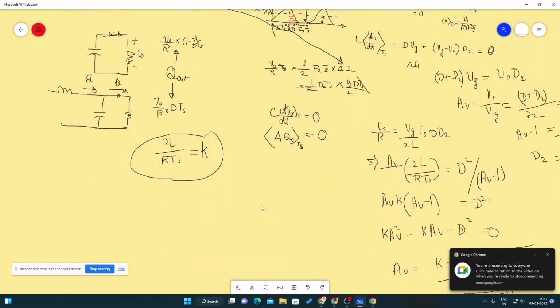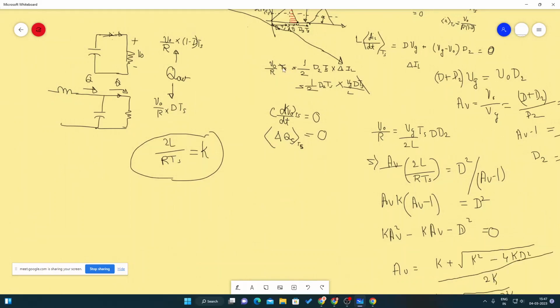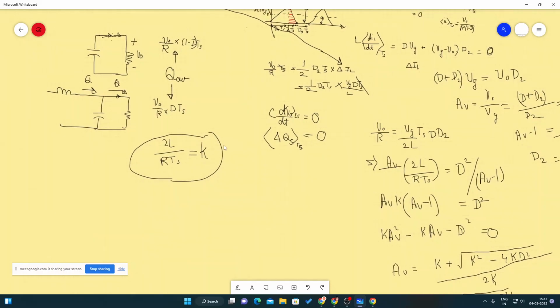What is the D3 duration dependent on? What are the factors affecting it? This k value decides how much will be the D3. In fact, it actually decides what will be the value of D2, so D3 will come out accordingly. It will be 1 minus D minus D2, times TS.